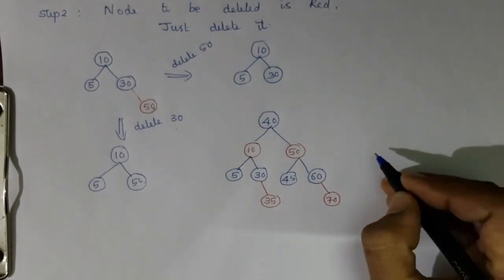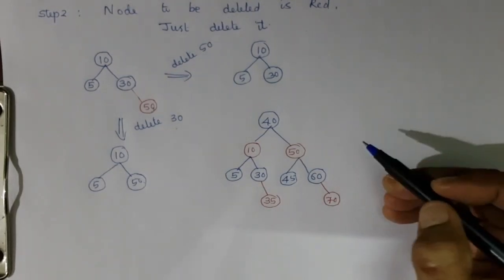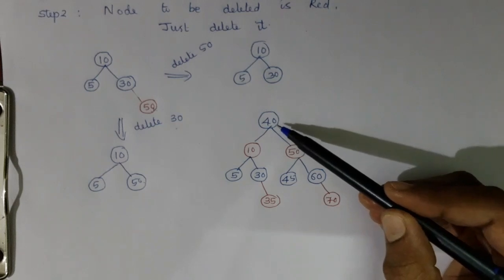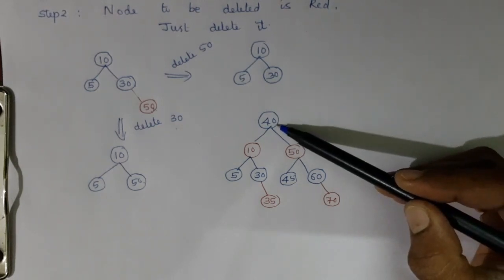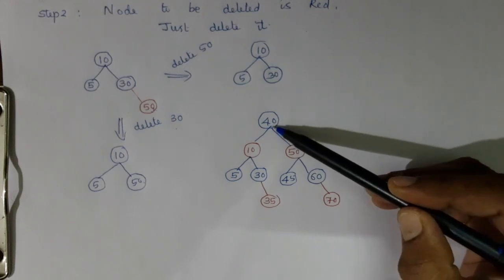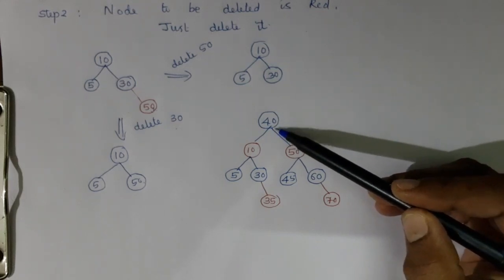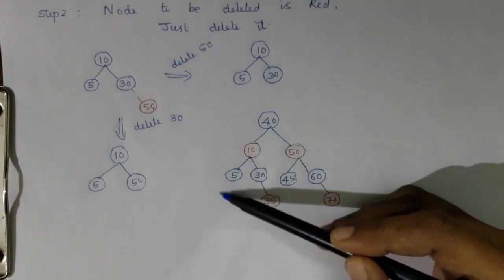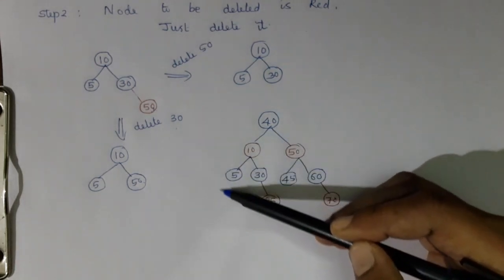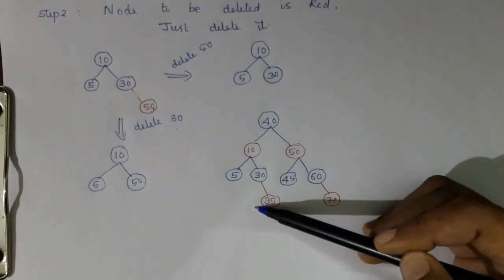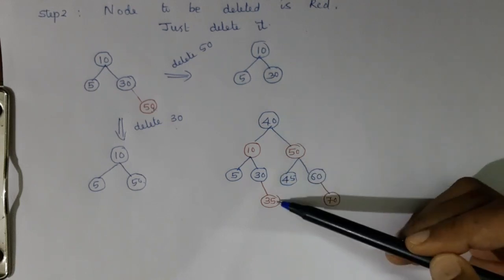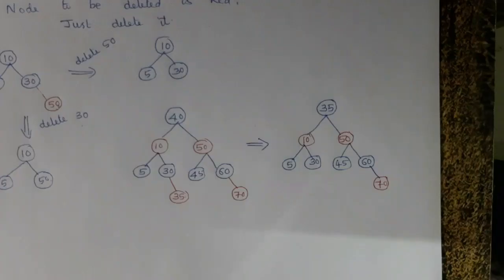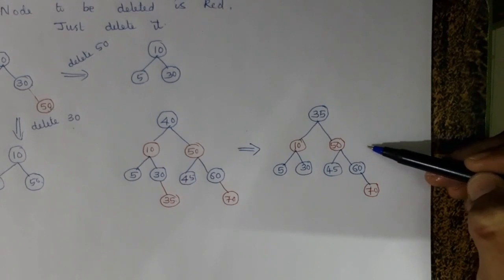Consider another example. Here we have to delete 40. So 40 is a black node. So 40 is replaced by, here I will replace it with the in-order predecessor. To find the in-order predecessor, I will go to the left subtree of the red black tree. This is the left subtree. Then take the maximum element from the left subtree. Here the maximum element is 35. Then 40 is replaced by 35. So this is the tree after deletion.